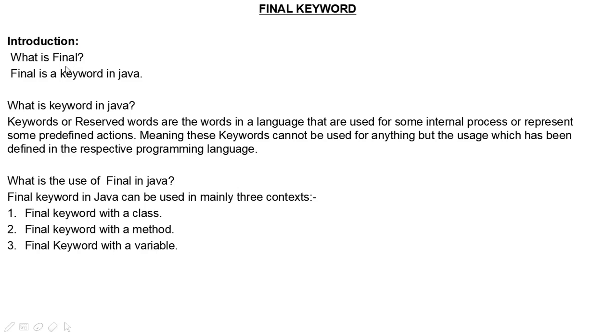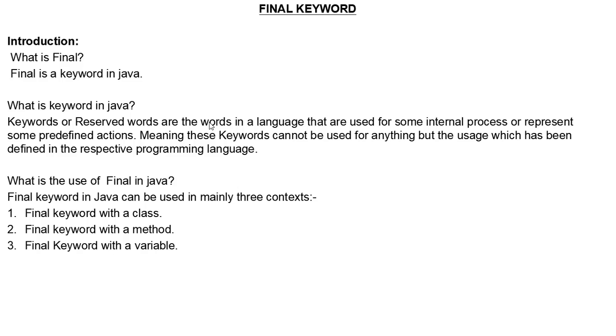So what is final? Final is a keyword in Java. You might ask, what is a keyword? Keywords or reserved words are those words in a language that are used to perform some internal process or represent some predefined actions. Meaning, these keywords cannot be used for anything else but the usage which has been defined in the respective programming language. So a keyword or a reserved word in any programming language has a predefined purpose, and if you try to use that particular keyword for any purpose other than what is predefined in the language, you will get an error.